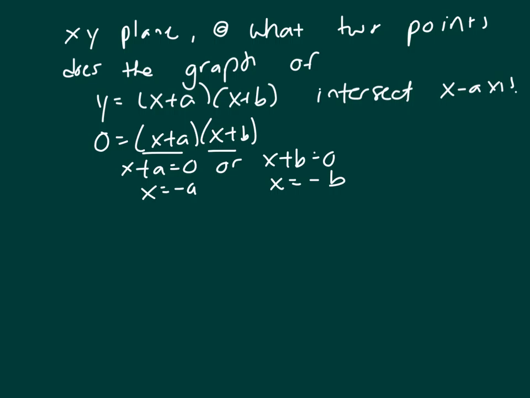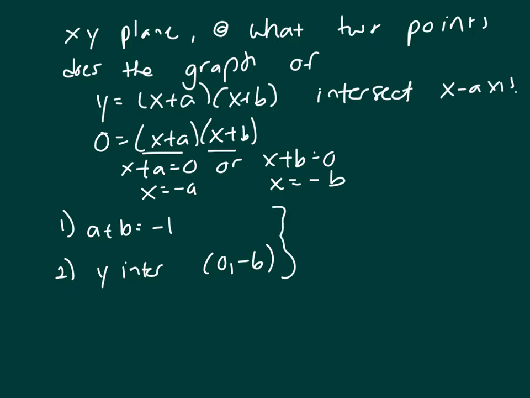Clue 1 says a plus b equals negative 1. Well, that tells me nothing. So what does 2 tell me? 2 says the y-intercept is 0, negative 6. Well, that doesn't help me find the x-intercept because I don't know what the slope is. So let's put both of them together now.